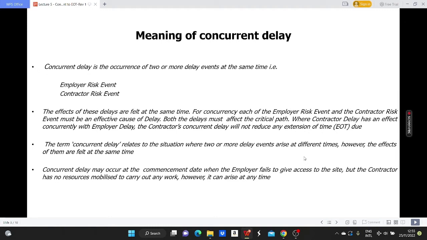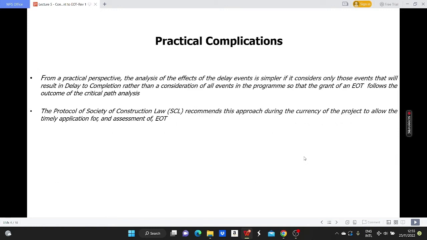The term concurrent delay concerns the situation where two or more delay events arise at different times. However, the effects of them are felt at the same time. In both cases, concurrent delay becomes an issue when each of an employer delay event and a contractor risk event will lead to delay to completion. This issue has two complications.